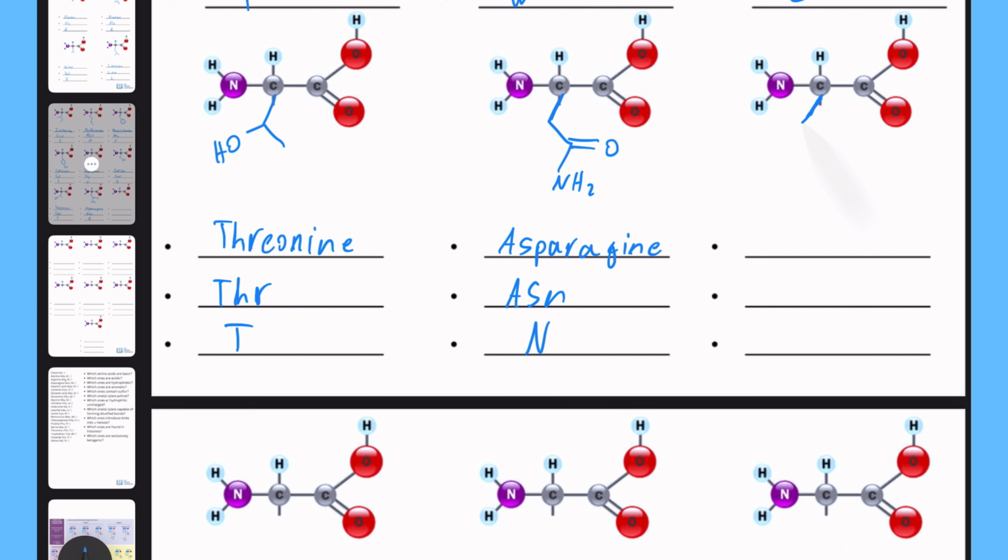Next we have glutamine. So notice it's the same exact structure, you just add 1 more carbon atom after the alpha carbon. So it's abbreviated GLU. No, not U. A lot of students confuse this with glutamic acid. It's abbreviated GLN. And then the 1-letter code is going to be Q. Okay, moving on.